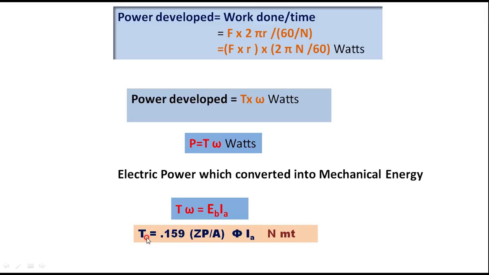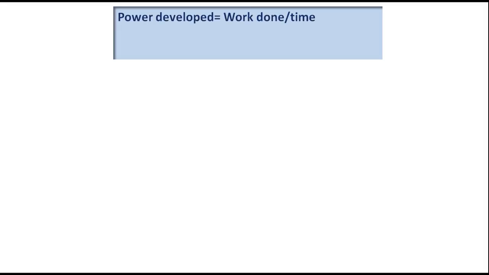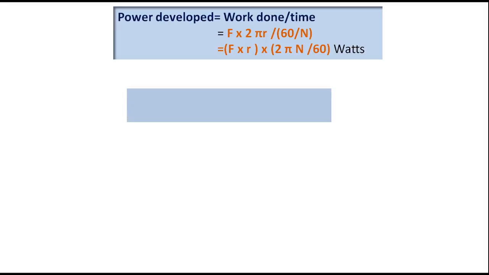What I am getting is T is equal to 1.159 Zp by A into 5 into IA Newton meter. This is how you have to derive the torque equation. It is very simple. Start with the fundamental definition of the torque, F into R. Then take the work done in one revolution. Then what is the time taken in one revolution? And you have to find out the power developed, that is work done per unit time. You have to substitute, then P is T into omega.